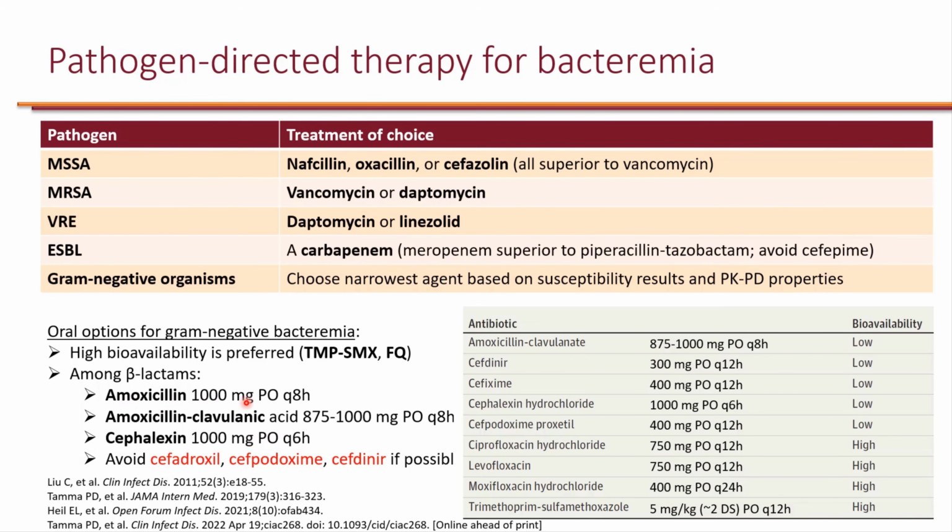If you are to use amoxicillin, you want 1 gram every 8 hours, or if amoxicillin clavulanate, it's at least 875 milligrams, ideally 1 gram PO every 8 hours. If it's cephalexin, 1 gram PO every 6 hours. Now, these three are preferred if you are to use an oral beta-lactam, and there are fewer data for the other oral agents.